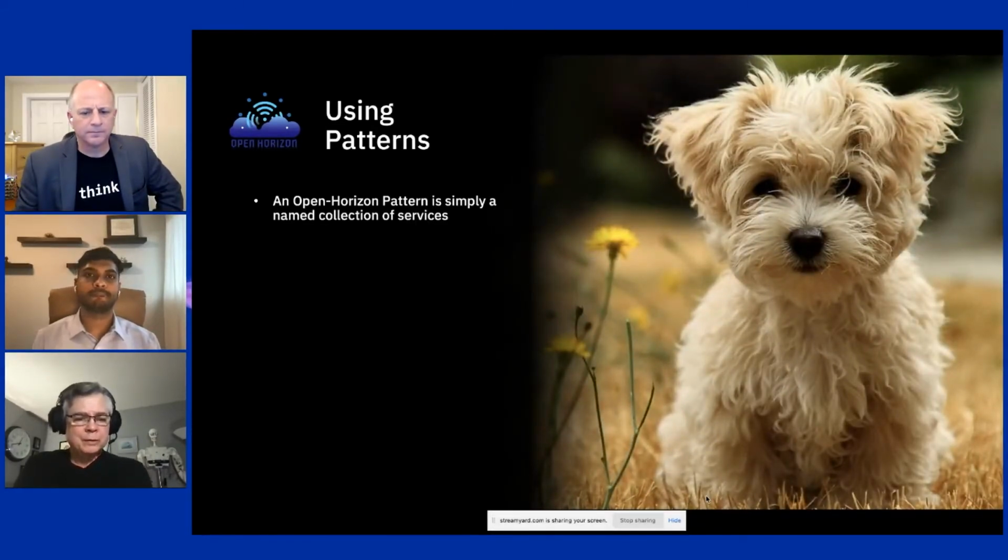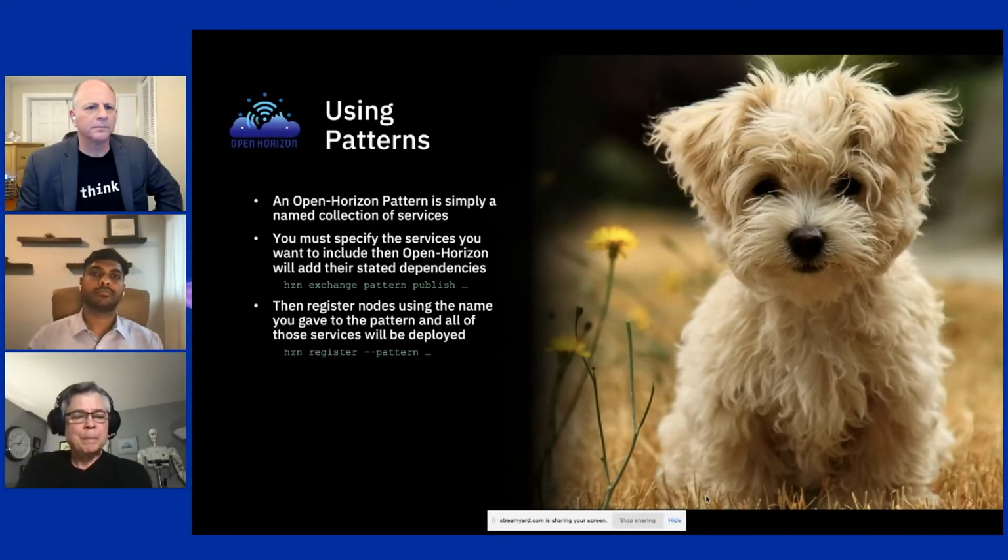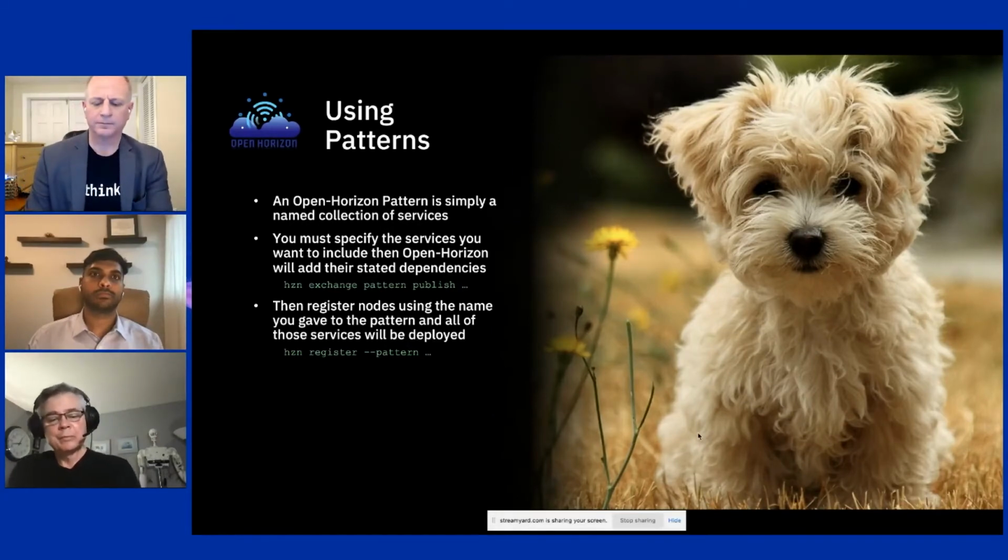So let's look at this in more detail using patterns. An Open Horizon pattern is simply a named collection of services. You create the appropriate JSON file, and then you do hzn exchange pattern publish. And that's what I did in that video. Then you need to register your nodes using the name that you gave to the pattern, and then all of those services will be deployed on those nodes. So if a node is registered with hzn register --pattern and the name of some pattern, then the agent will interact with the components in the management hub to get that to happen.